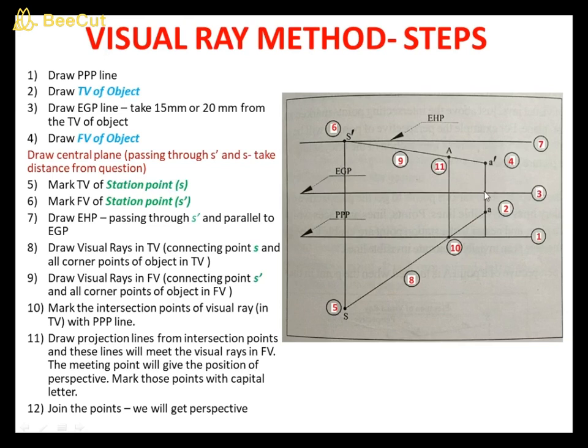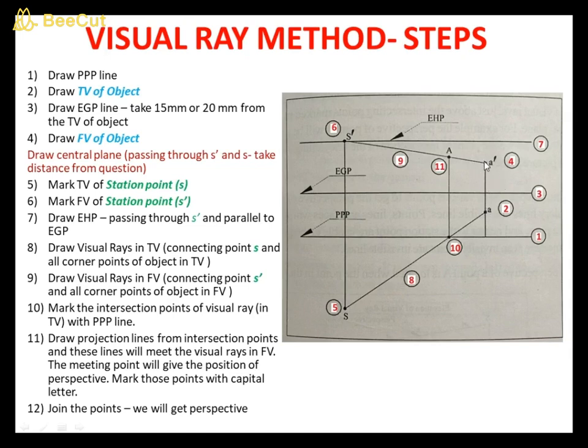And from the ground plane, the object is a certain distance above. If it is a cube, it is that much edge length above; take the height of the cube. But here it is a single point, so you can take the height of that single point, and you will get A dash.